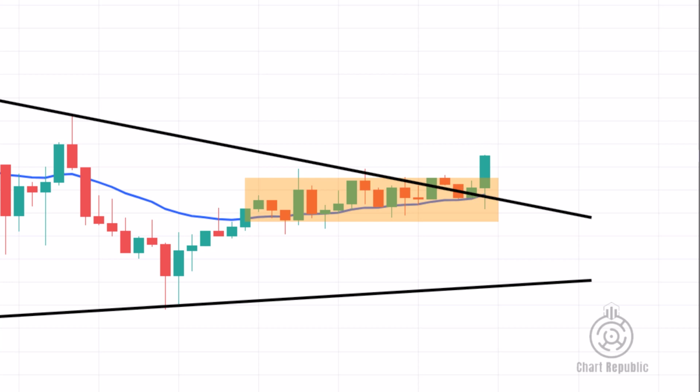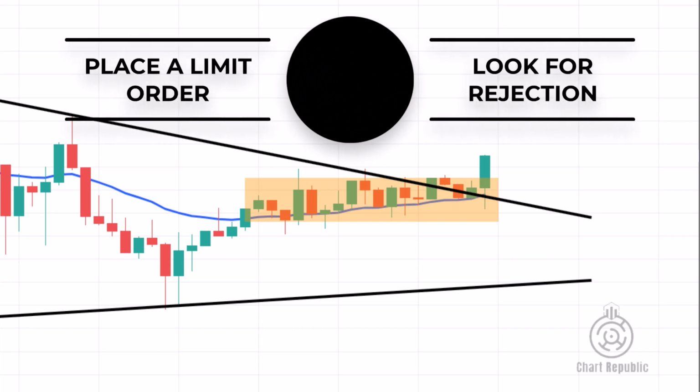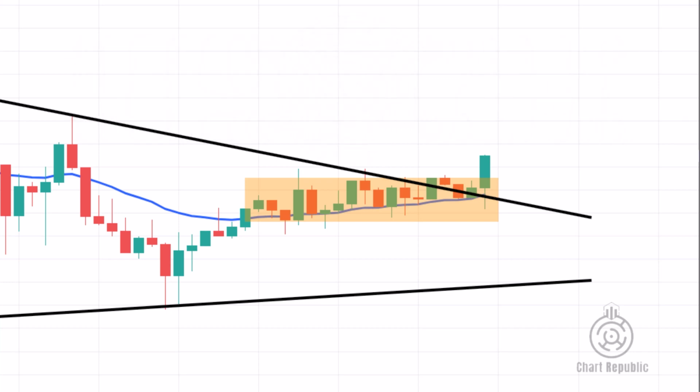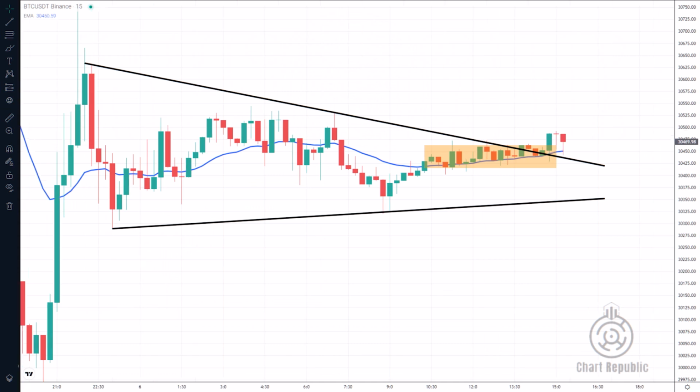You can place a limit order at the 20 EMA, or if you're more cautious, you can watch for rejections at that level. Finally, with the formation of this pin bar, we can enter a long position and set our stop loss below the pin bar's low.